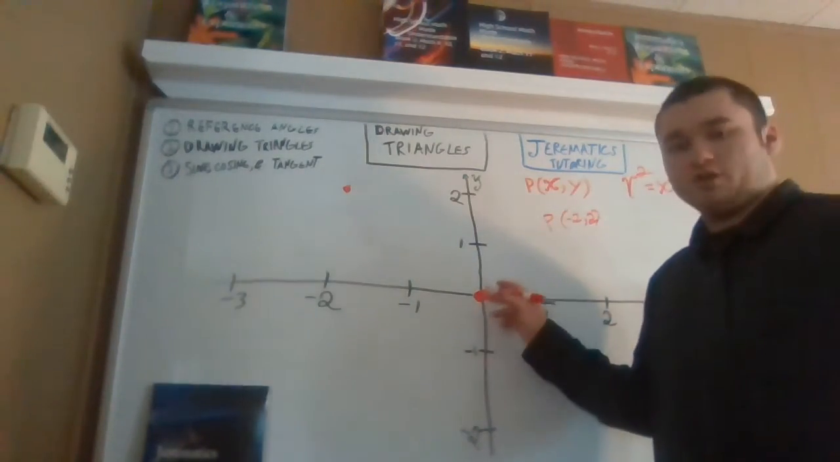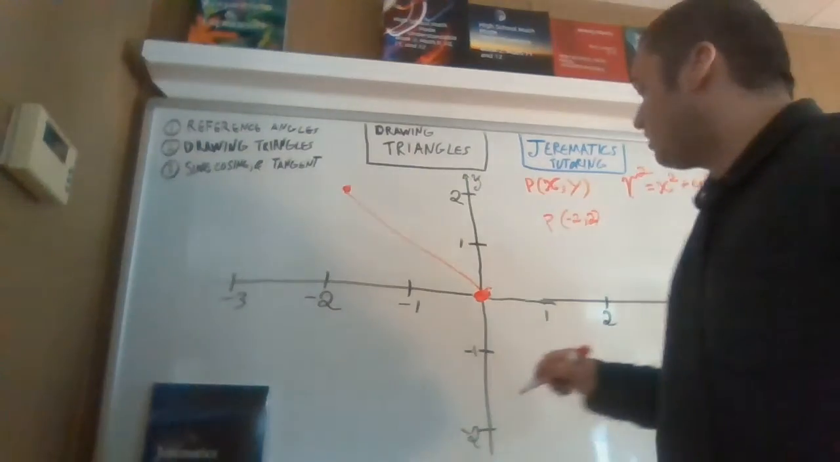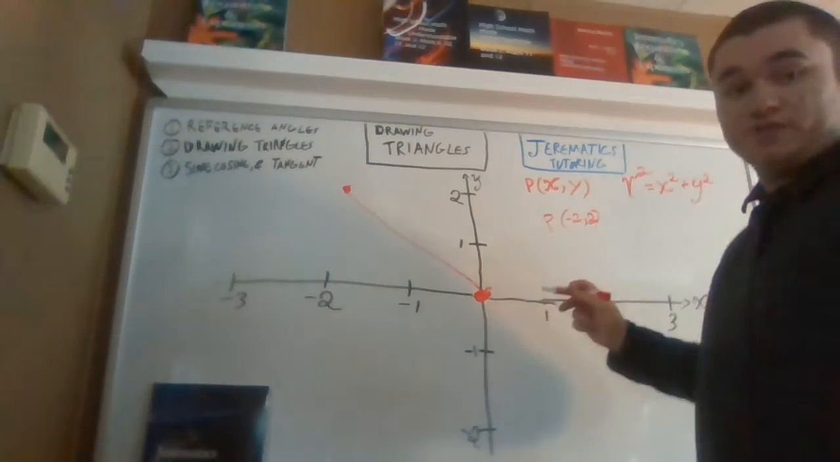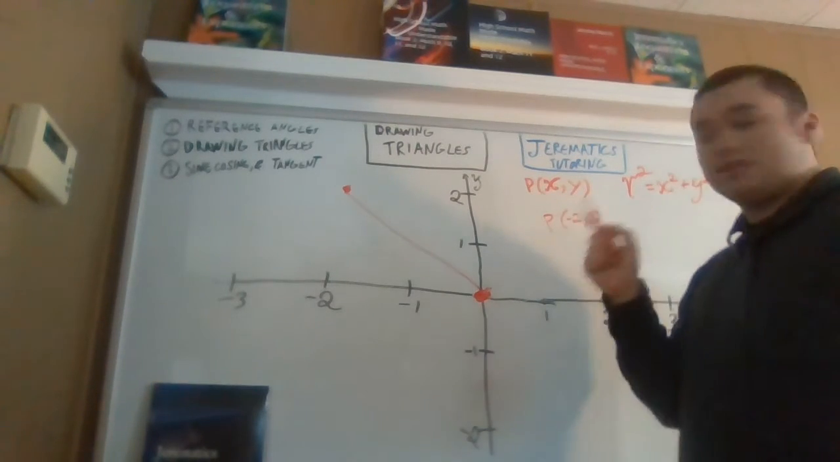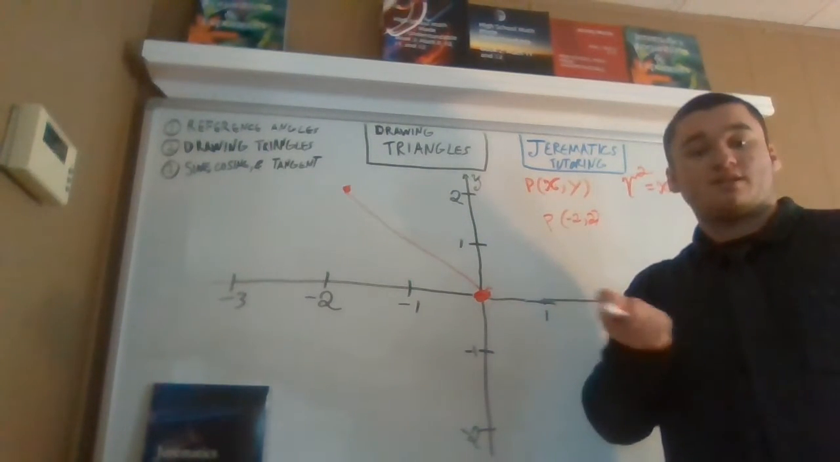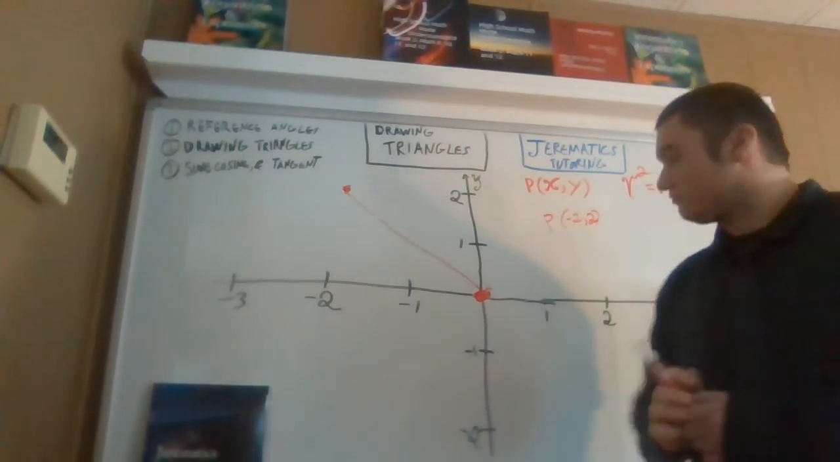And then now we connect this point, the origin, to this point up here, which is our terminal arm. The way I like to look at it, you've got your origin, and then you plot this point. This is your hypotenuse. It's your diagonal. So you connect the two together, and this is like your terminal arm.